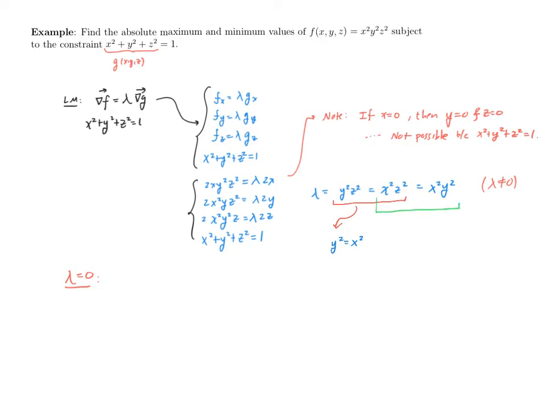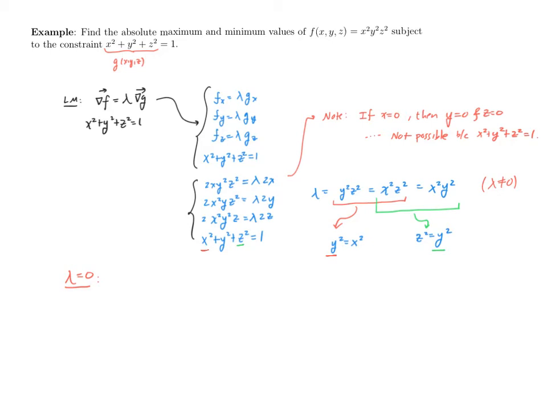Similarly, for the right two equations, since we're assuming x is not 0, we can divide by x squared and write z squared is equal to y squared. And let's think about how we can now substitute this information into our constraint. We could replace the z squared with y squared, and we can replace the x squared similarly with y squared.